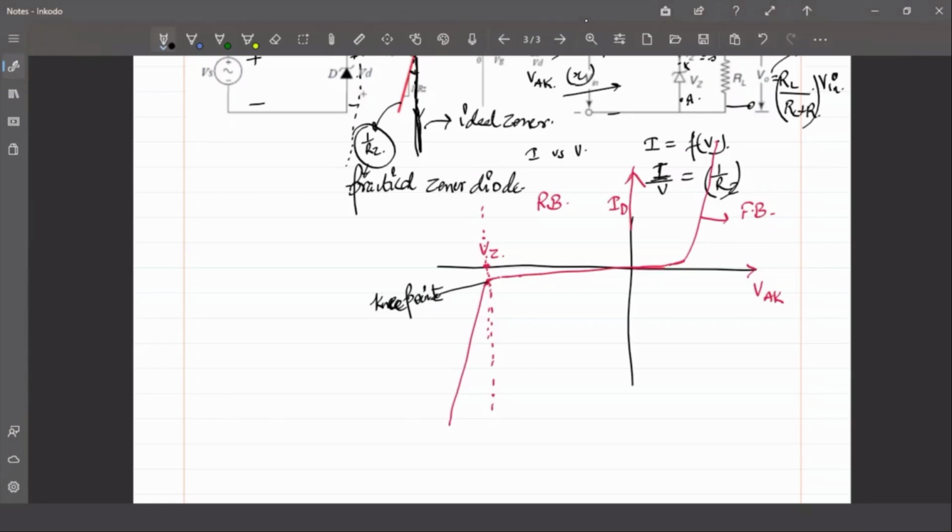This is the knee point, then the voltage at this point would be equal to the knee point voltage. And the current at this will be on this axis, I. This will be the knee point current. So let me call this IZK, this voltage as VZK. This is VZ, knee voltage of the Zener.